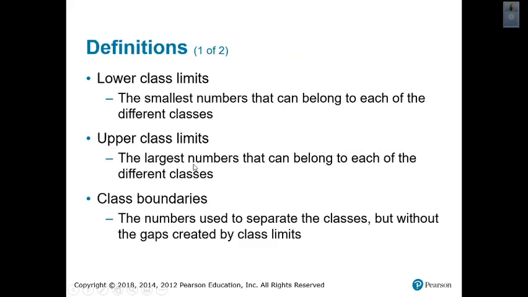Now, there are some terms that we need to know for the frequency distribution. These are the definitions. We have class limits. We have lower class limits, upper class limits, and then we also have things called boundaries and class midpoints, also called the class marks, and the class width. So let's talk about those.